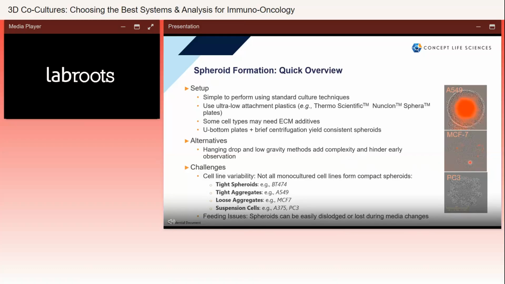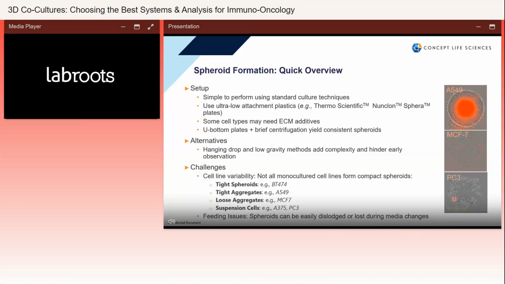The other group are loose aggregates. MCF7 falls into this group, and they just don't want to form these large spheroids. They form small clusters at the bottom of the plate. The small clusters grow, but they break apart, and they just don't want to form a sphere. And then the final group are the ones that never want to form any sort of cell-to-cell connection on their own. So A375s and PC3s fall into this category, and they grow as a single cell suspension at the bottom of the plate. They do grow, but they're just not forming those cell-to-cell attachments.